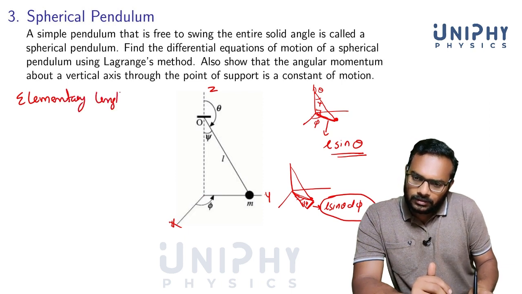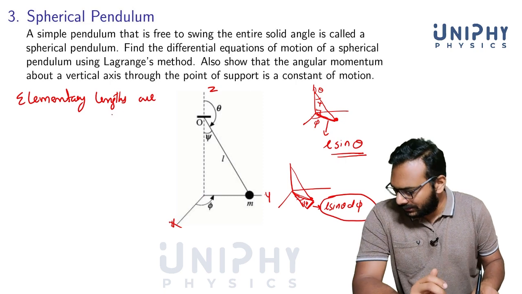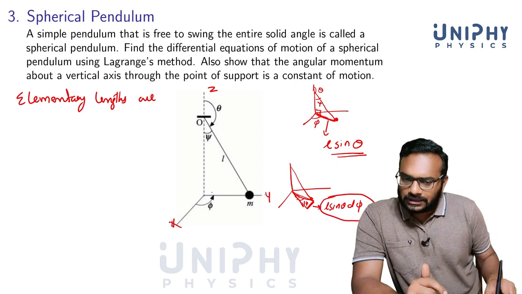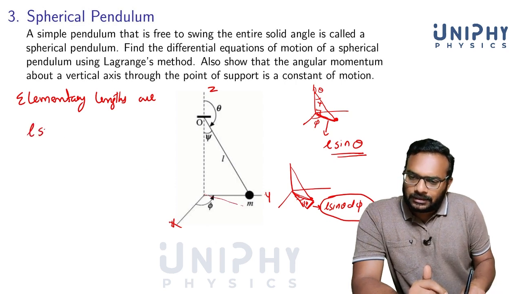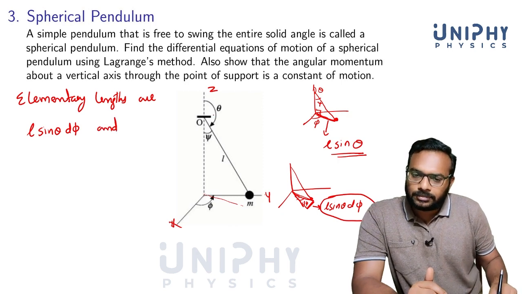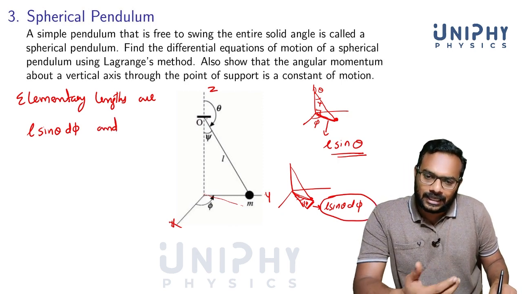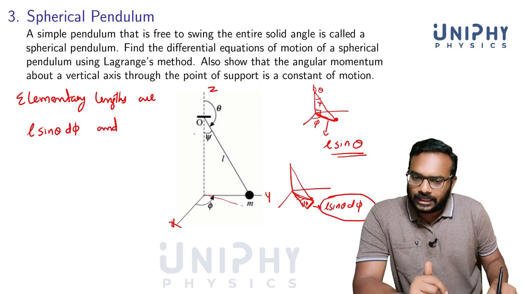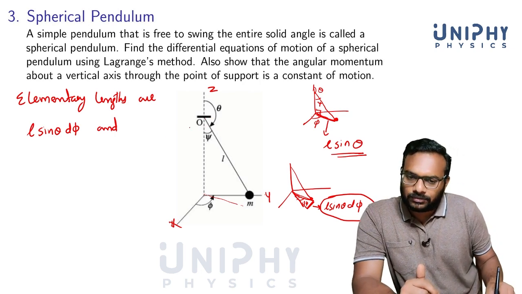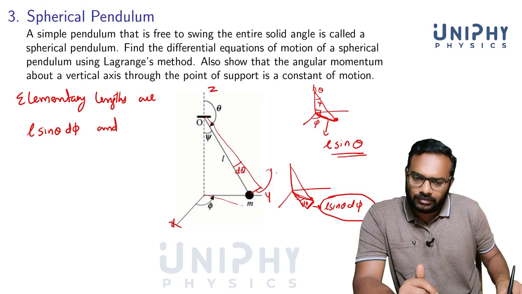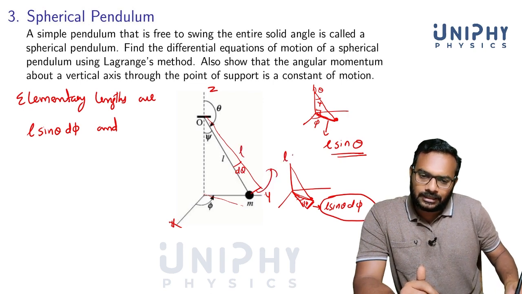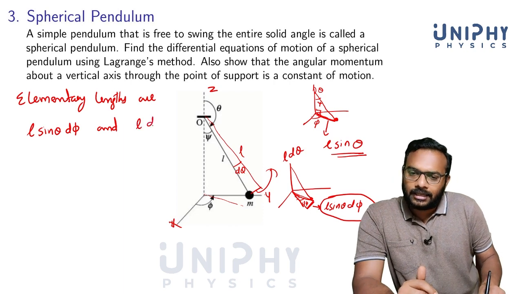The elementary lengths are: if the pendulum is here, then it is L sine theta d phi, corresponding to a small change in the angle phi. And there's one more angle, theta. If there's a small change d theta in the angle theta, the corresponding elementary length is L d theta.